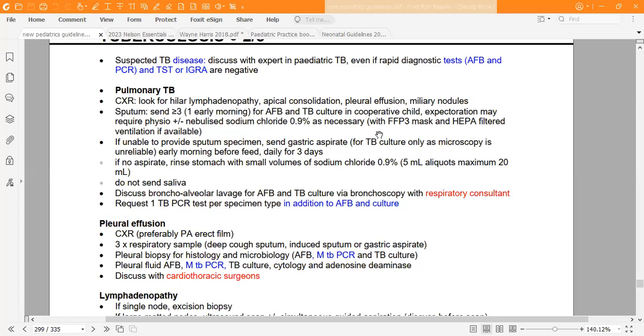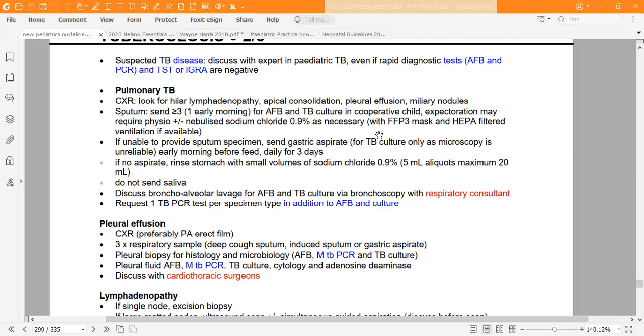Okay, so we said if no aspirate, I tried to get a gastric aspiration, but I couldn't get it. If no aspirate, rinse the stomach with a small volume of sodium chloride, 5 ml aliquots, maximum 20 ml. Do not send saliva. Okay, discuss bronchoalveolar lavage for AFB and TB culture via bronchoscopy with respiratory consultant.